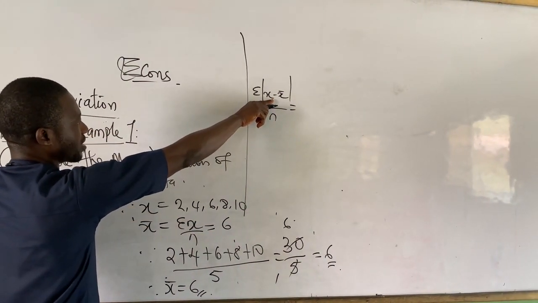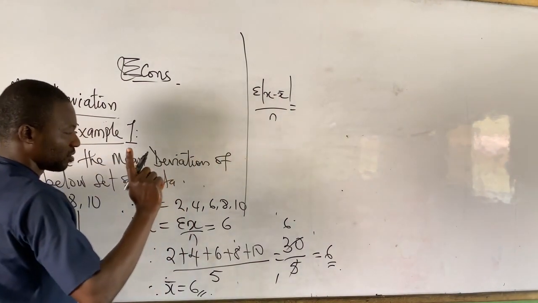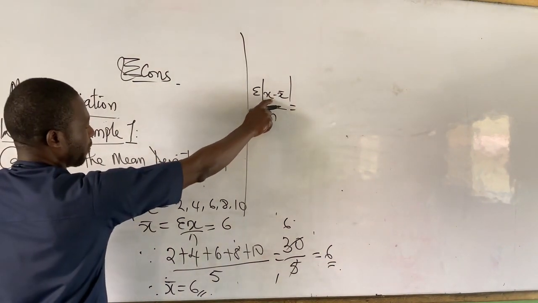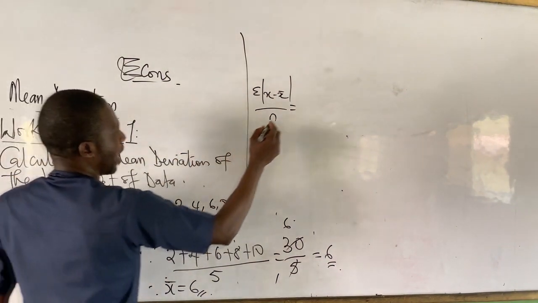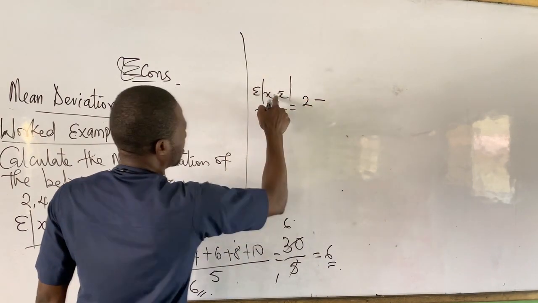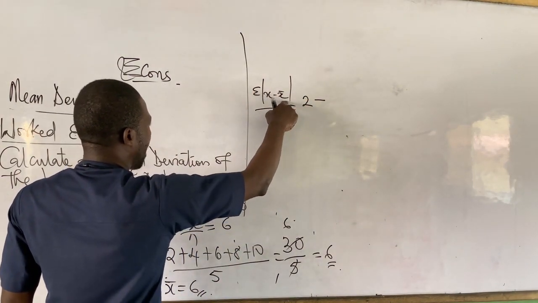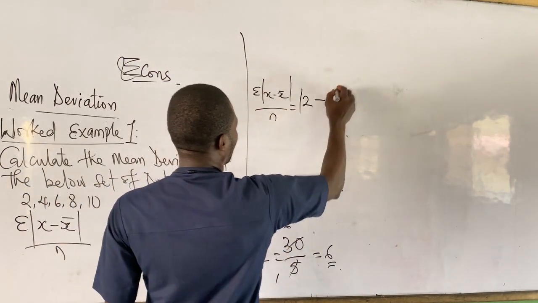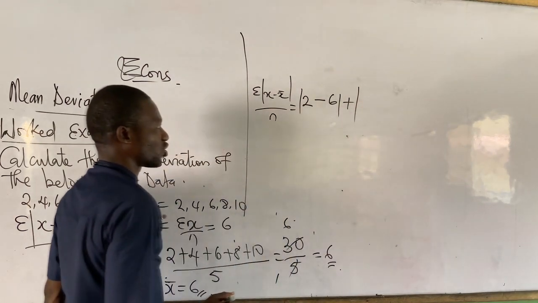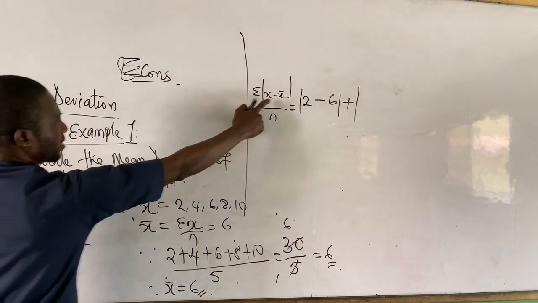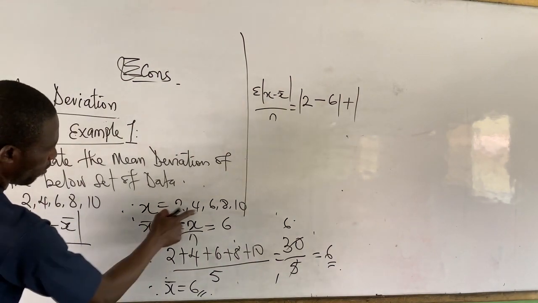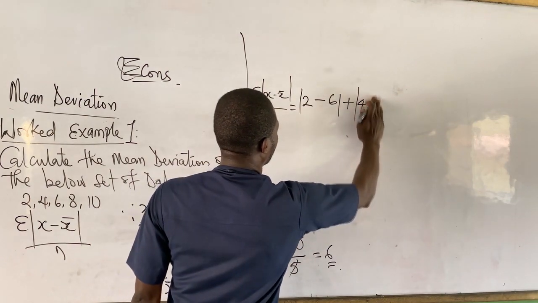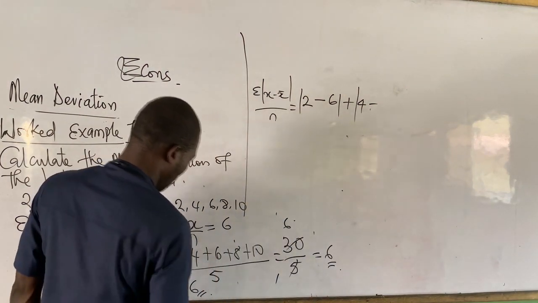We are going to look at our x with each data given to us, not the sum of all data, but with each data given to us. So the first x we have is 2. So we have 2 minus, which is given to us in the middle, bar x, which is 6. We have 2 minus 6 plus another. We still have our x again, which is given to us as 4. We have 4 minus, what is our bar x? 6.